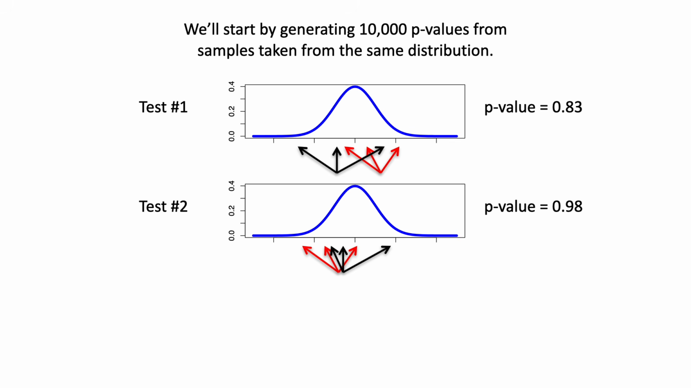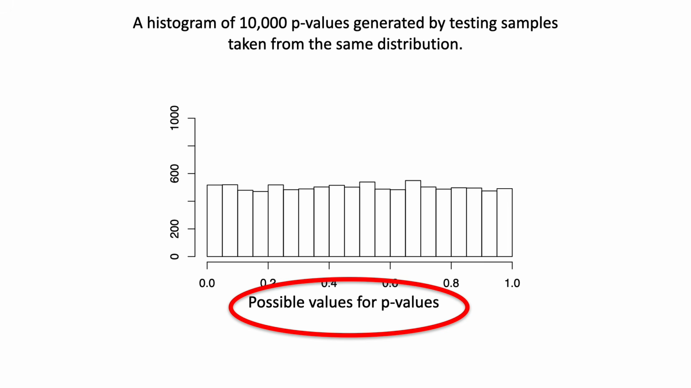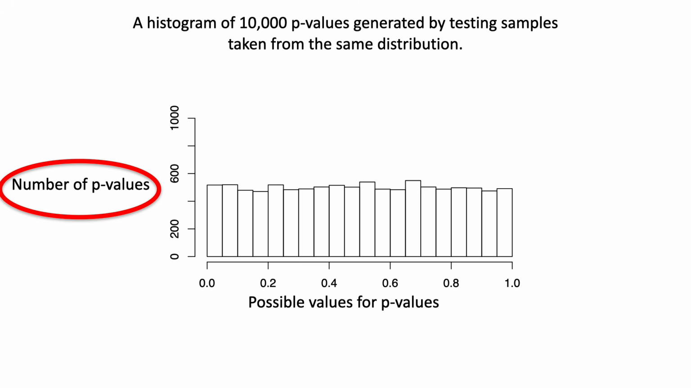And then we repeat the procedure for test number 2 and calculate another p-value. This time it's 0.98. Again, this is as expected. To make a long story short, we just repeat this procedure 10,000 times. No big deal. Here, I've drawn a histogram of the 10,000 p-values generated by testing samples taken from the same distribution. On the x-axis, we have possible values for p-values. On the y-axis, we have the number of p-values in each bin.